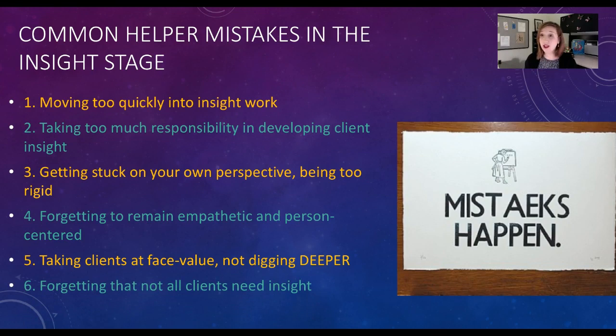Next, forgetting that not all clients need this work. Some clients just need to feel heard and seen. Sometimes clients just need to go talk about it, and that's all they need. They're going to make those insights on their own. So sometimes clients don't need us for that, and that's okay.